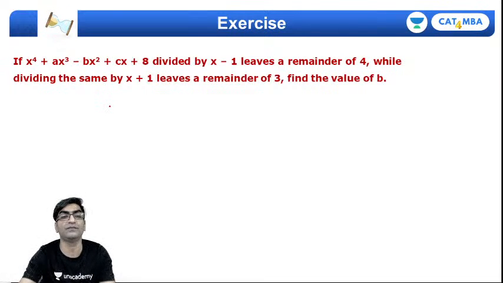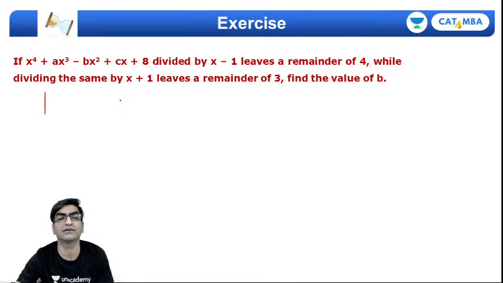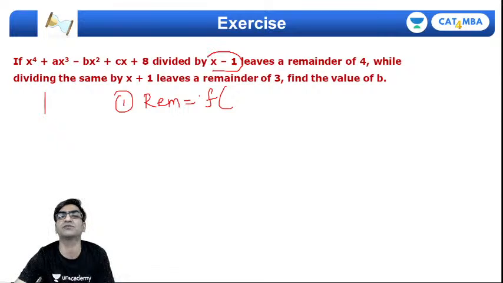So, first division, I know the remainder is equal to 4, but I know the remainder should be f of a. Here, in x minus 1, I can see that a will be 1. So f of 1 will be 4, that's given.